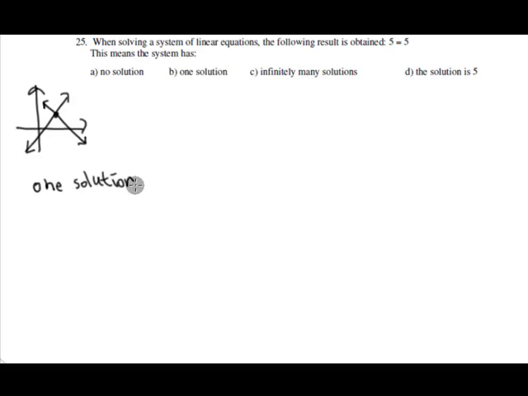Now the other case is, we can have 2 parallel lines, then that would mean they never cross. So that means we have no solution.